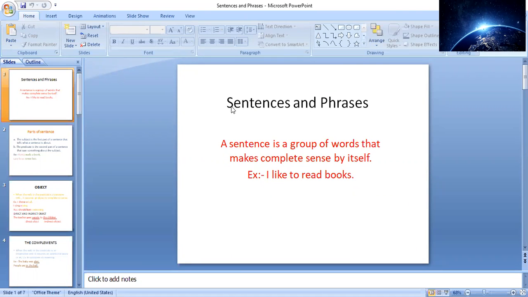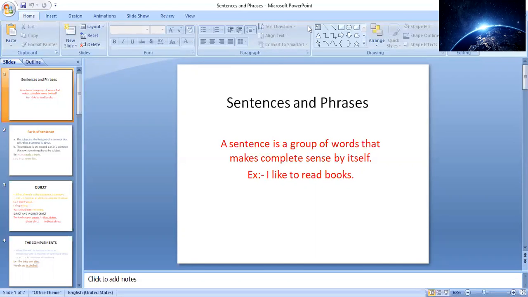So, today our topic is sentences and phrases. Now we will discuss what is a sentence. A sentence is a group of words that makes complete sense by itself. So what is a sentence? A sentence is a group of words, or a collection of words, that makes complete sense by itself. It gives us a meaning. Complete sense means it gives us a meaning.